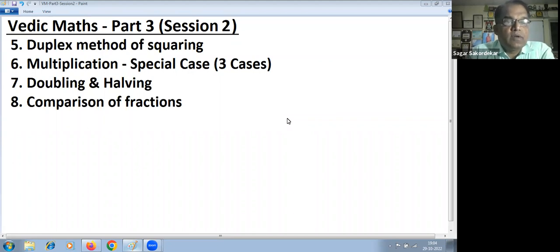In today's session, we'll be having four topics. First, duplex method of squaring. Next, multiplication special case, within that three cases. Then next, doubling and halving. And fourth, comparison of fraction. So let's start with the first topic of today's session, duplex method of squaring.